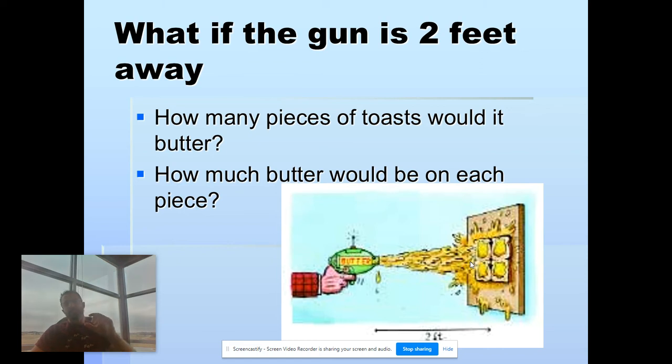So anyway, if it goes twice as high in the up and down and twice as wide in the side to side, now you can get 4 pieces of toast, but each one's only going to get 1/4 of a pat of butter on it, right? So you have to shoot it 4 times. So your intensity is 1/4 of what it was before.